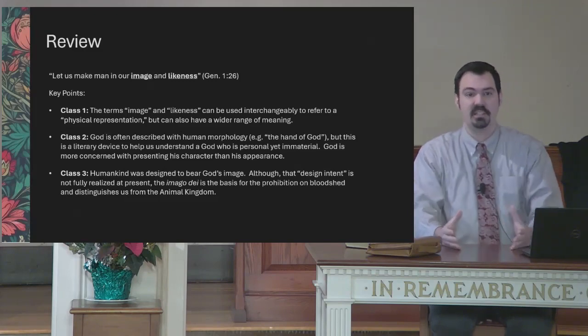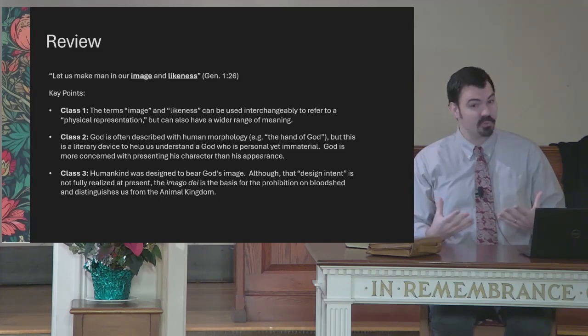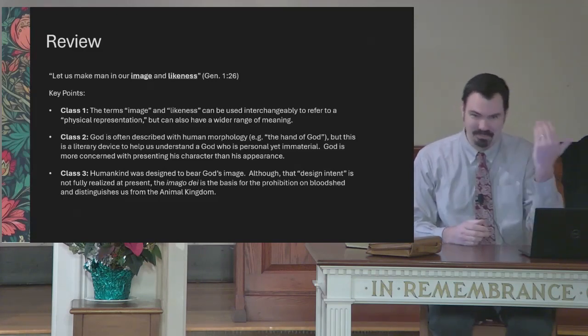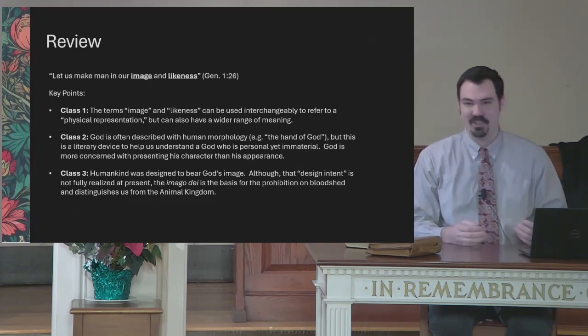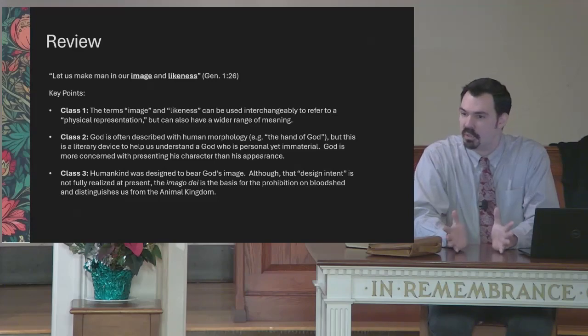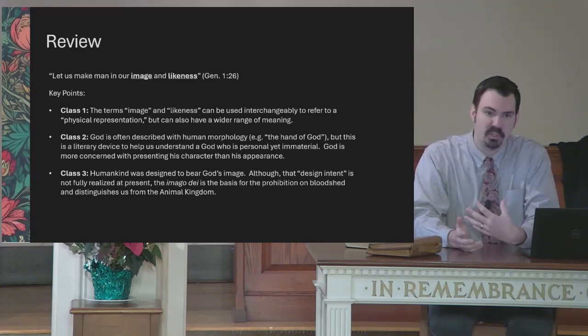So hopefully the idea of image and likeness that we're supposed to be bearing is not just our appearance, how I part my hair, or these things that people see. We know that God is so much more concerned about the inward person and character development than he is about outward things.